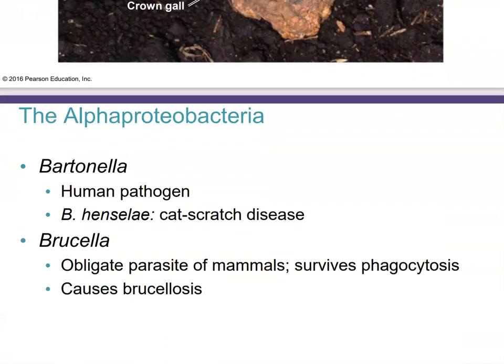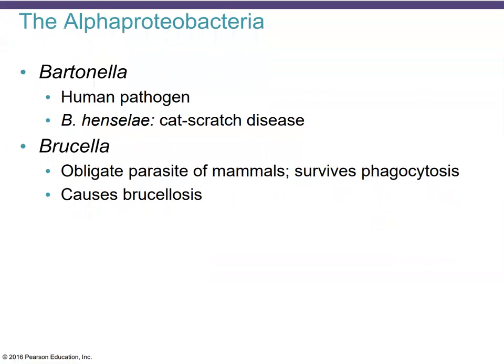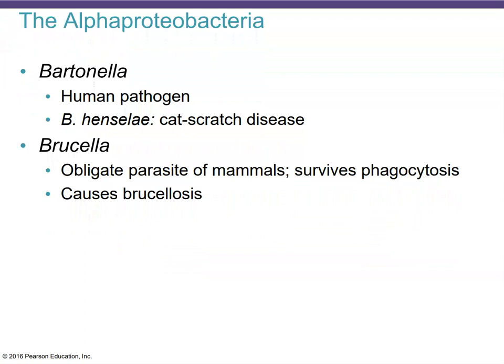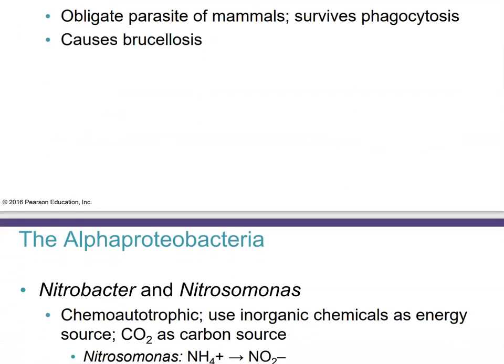Okay, and we are still not done with the alpha proteobacteria. So we have some more species here. Bartonella, and that one is a human pathogen. You may not have heard about it. We don't even have it on our pathogen group because it's pretty rare, but Bartonella henselae, that's cat scratch disease. And then we have Brucella. These are obligate parasites of mammals. They survive phagocytosis, which makes them pretty dangerous. And they cause brucellosis. And that one, we have on a pathogen group. So we will pick this one up again.